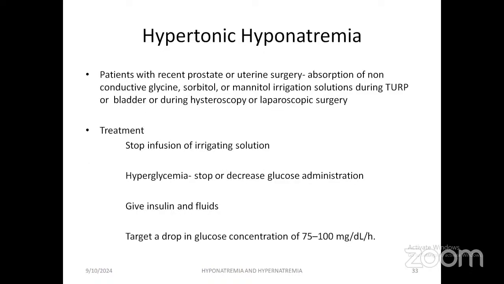Patients with recent prostate or uterine surgery may also have hyponatremia because of absorption of irrigating solutions like glycine, sorbitol, or mannitol. Treatment is to stop infusion of the irrigating solution. If there is hyperglycemia, stop or decrease glucose administration, give insulin and fluids, and target a drop in glucose concentration of 75 to 100 milligram per deciliter per hour.